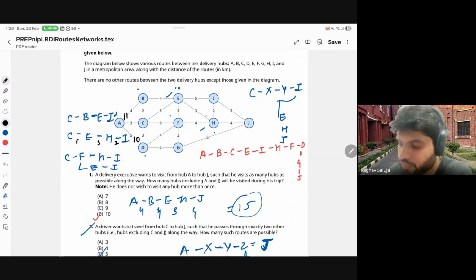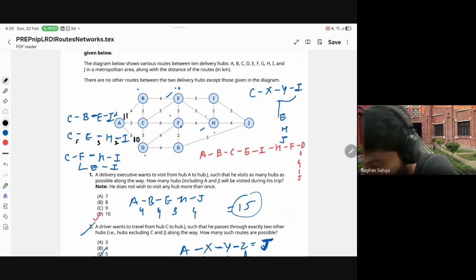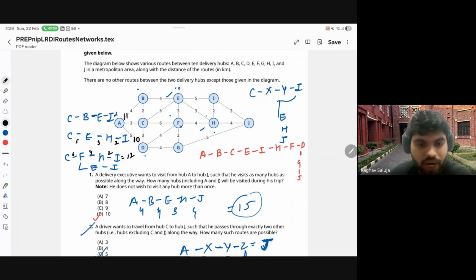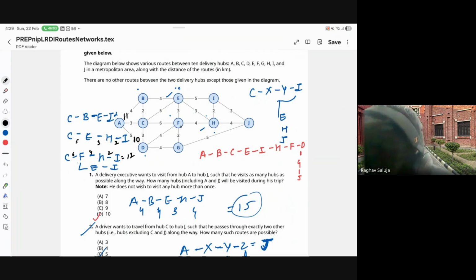Now C, F, H and I. C to F is 6. F to H is 4. H to I is 2. This gives you 12. Okay. And now the path C, F, E and I. C to F is 6. F to E is 3. E to I is 5.